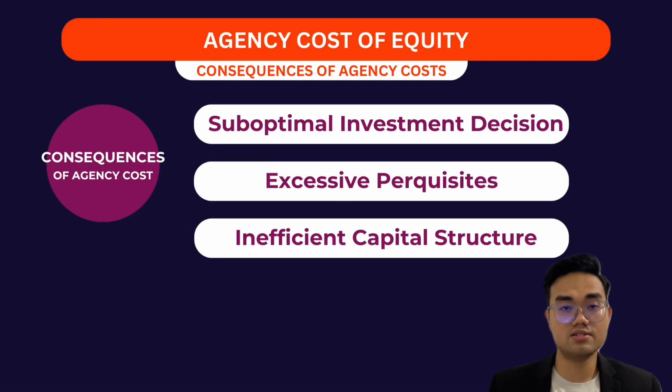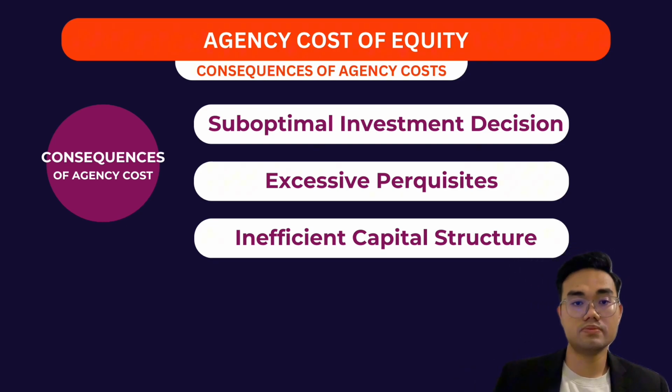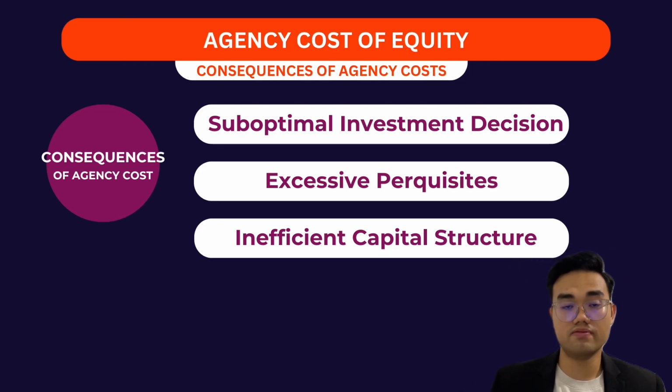Next, the consequences of agency cost. It can be divided into three: suboptimal investment decisions, excessive perquisites, and inefficient capital structure. In terms of suboptimal investment decisions, managers may avoid profitable projects due to risk aversion or undertake projects that increase their power but do not add value to the firm. The second one is excessive perquisites, where managers might spend company resources on personal benefits like luxury offices or corporate jets, rather than reinvesting in the business.